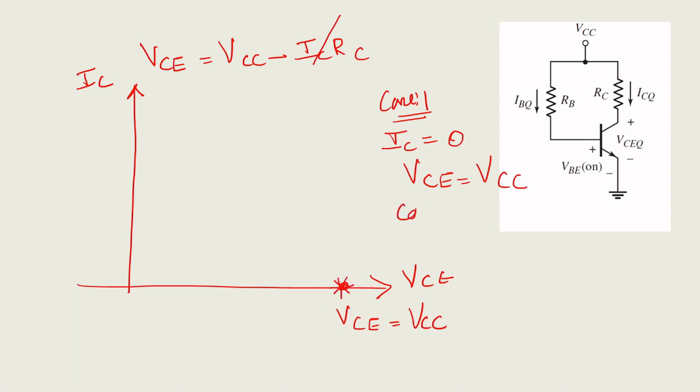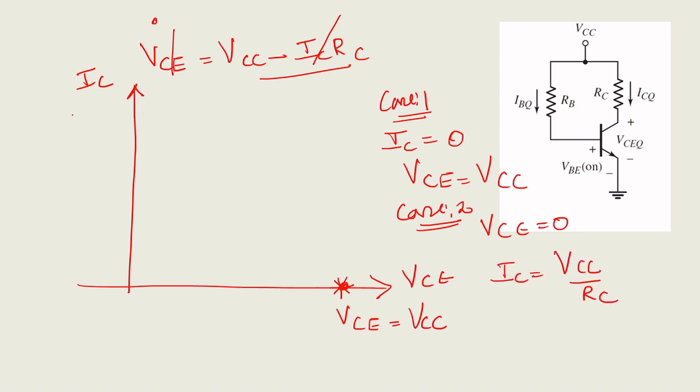Now case 2. In case 2, we want to find the IC current. How will you identify IC? When you consider VC is 0. So when you substitute VC as 0 here, what is the equation? IC equal to VCC by RC. From here you can find your point. Now you got both the points, connect them.